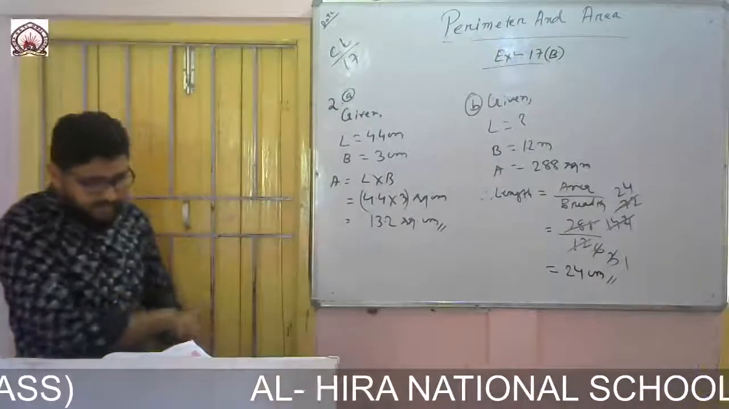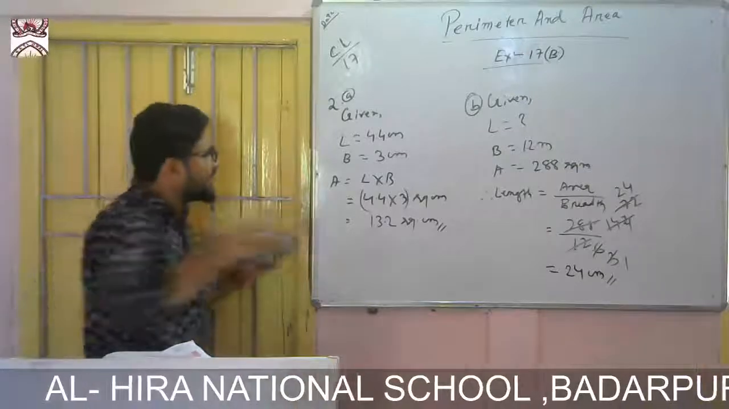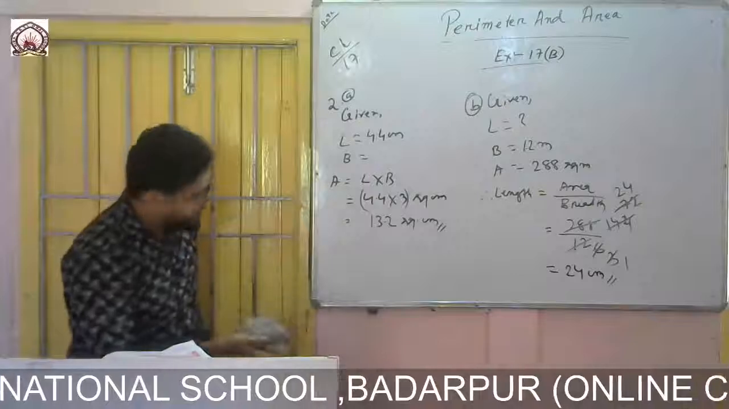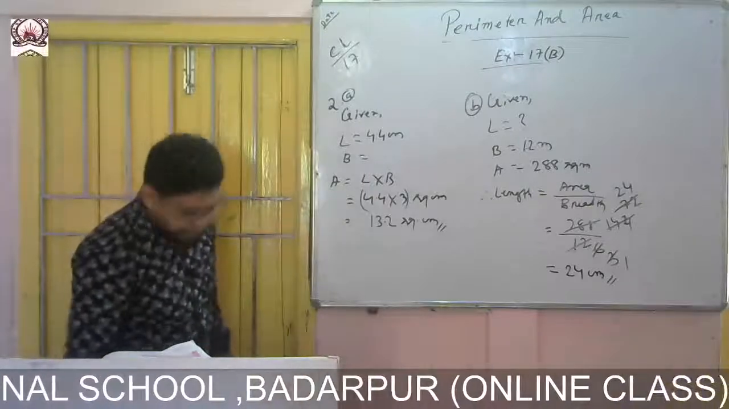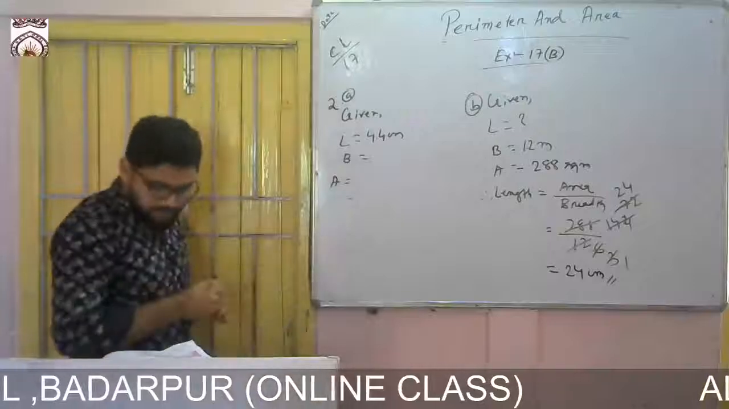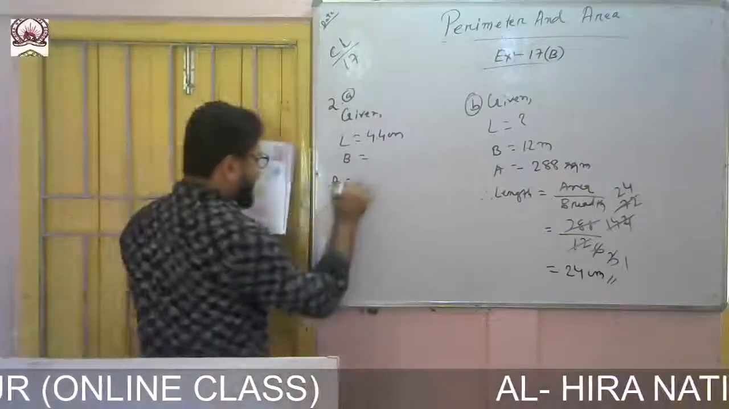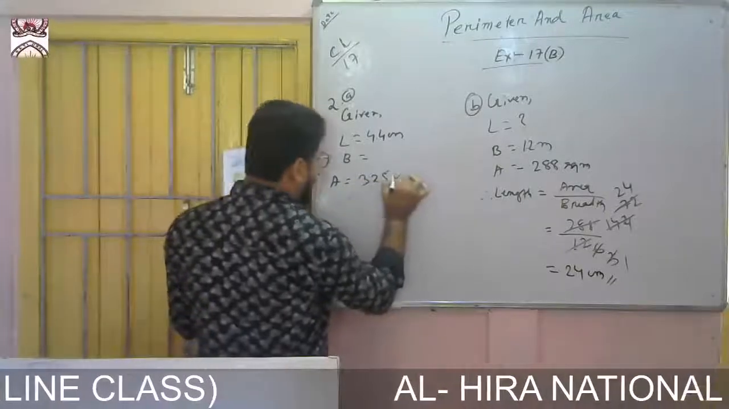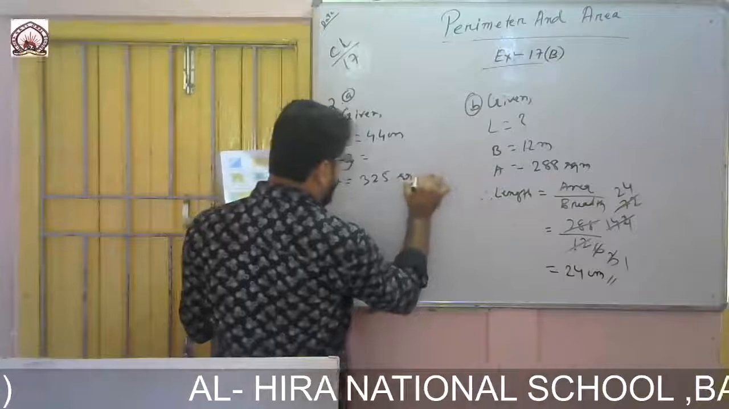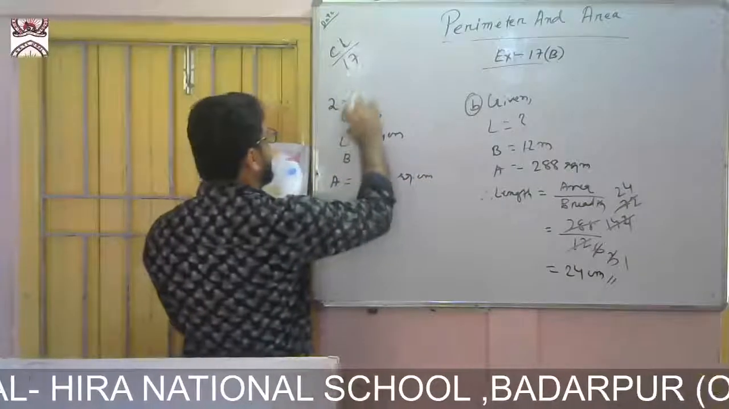Now come to question number C. In question number C, what is given? Length is given, breadth not given. And area is given: 325 square unit, square centimeter. So it is C.